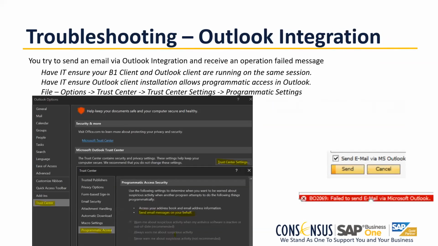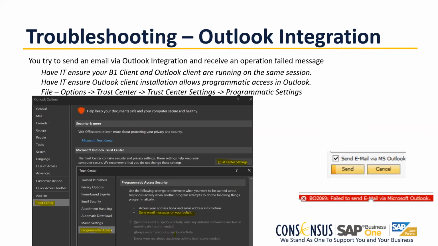All right, so for Outlook integration though, you might have some different issues, and those have to do with, hey, you're now using two separate programs to send an email. So Business One generates that email, but then it gives it to Outlook, and Outlook might not like that. So there's some settings here, and we'll share this presentation with you, but there's some settings here that you have to ensure are correct. The first thing is your Business One client and your Outlook client have to be running on the same machine.